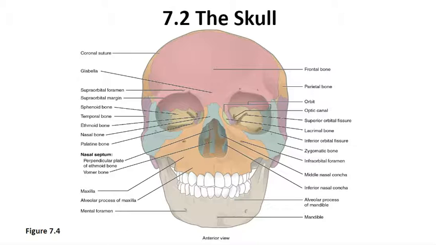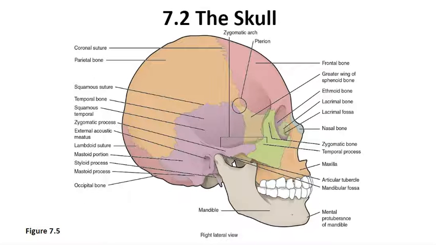For now, let's look at figure 7.5. This is the right lateral view of the skull. And here you can see the large rounded brain case. You have the zygomatic arch, zygomatic process, the upper and lower jaws.